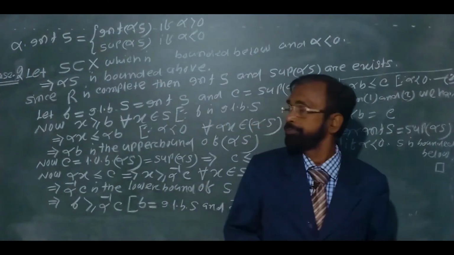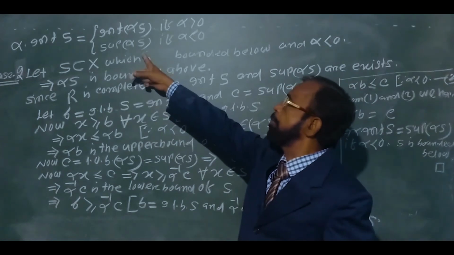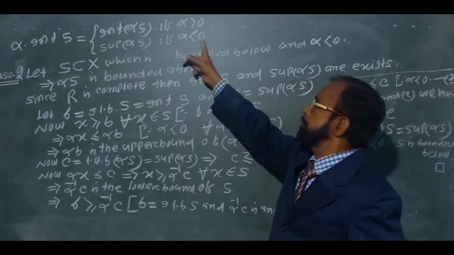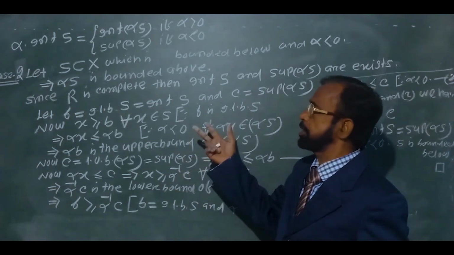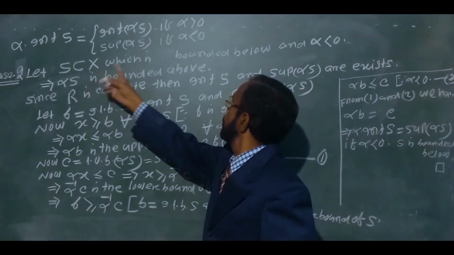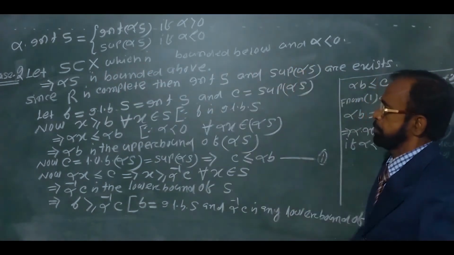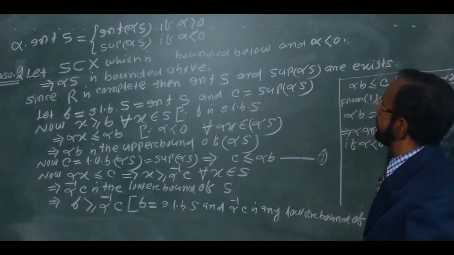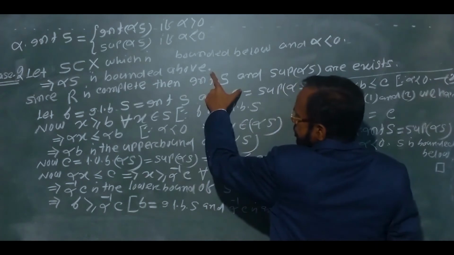Now we prove alpha into infimum of S equal to supremum of alpha S if alpha is less than 0. The first part is over. Come to the second step, second case. Let S subset X which is bounded below and alpha is less than 0. Since S is bounded below and alpha less than 0, the alpha S is bounded above.